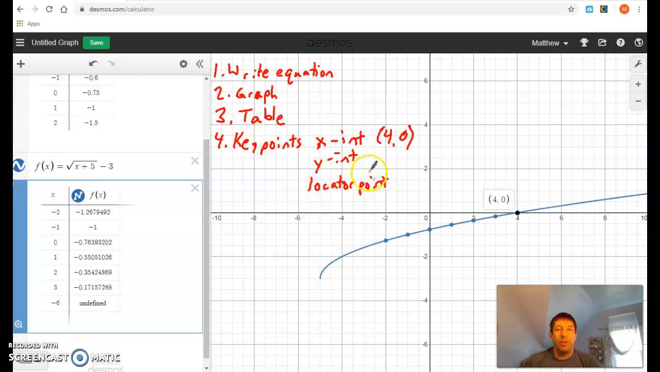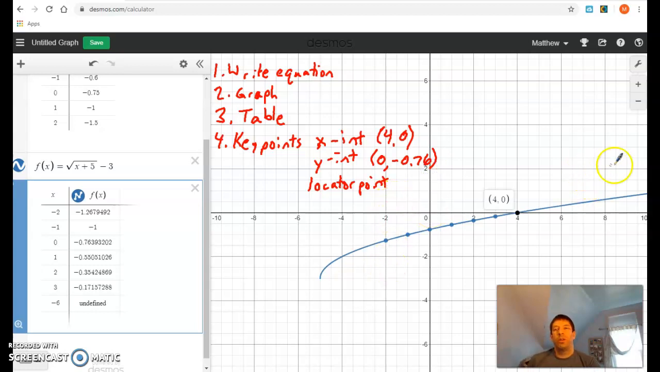For our y-intercept, that's where it crosses the y-axis. That we can usually see from our table here. We could also get it from our graph. We could plug 0 into our equation for x as well and solve for y. But if we just look at our table, we can see that when x is 0, y is approximately -0.76. Okay, so 0, -0.76.